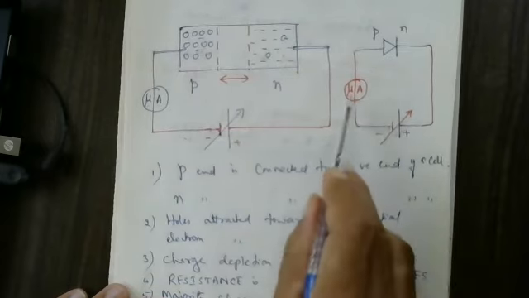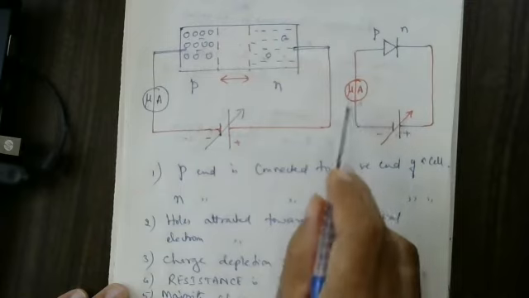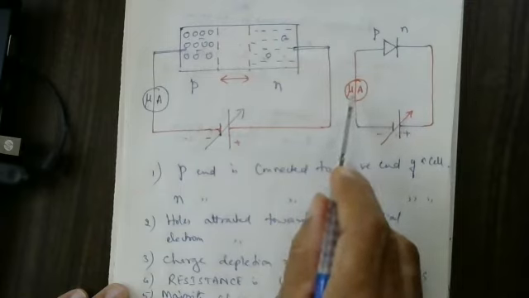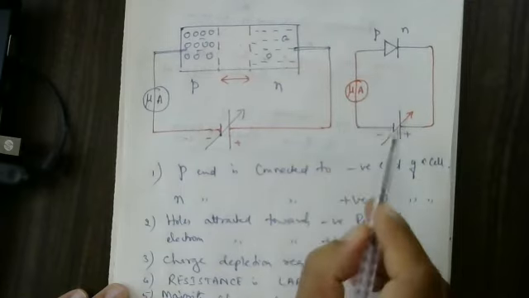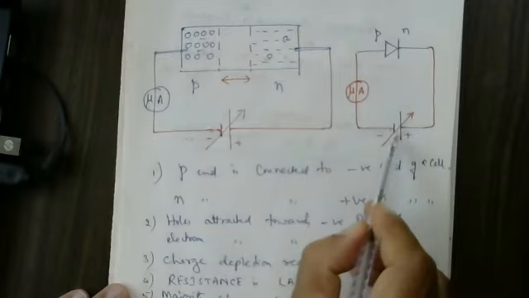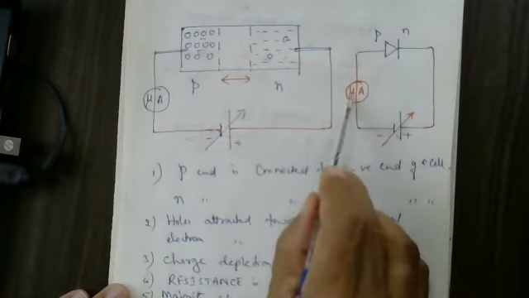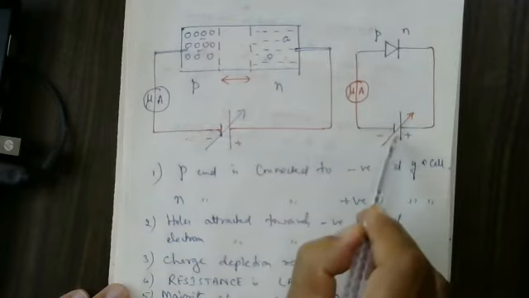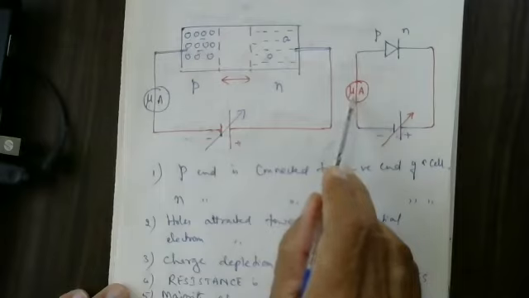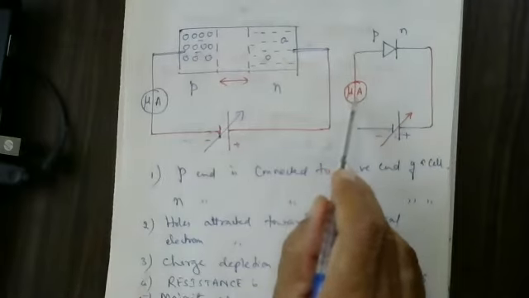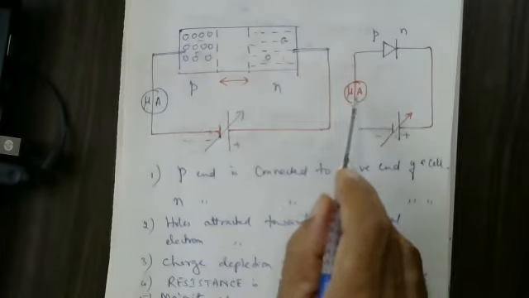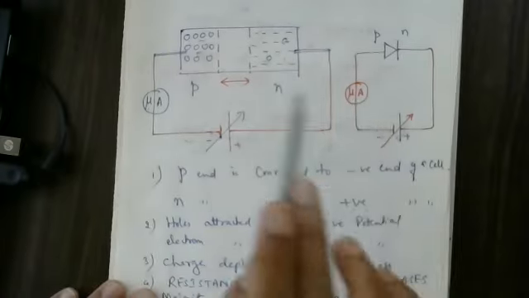At 0 volts, the current is 0. At 1 volt, the current is maybe 5 microamps, not milli, micro, 5 microamps. 2 volts, 5 microamps. 3, 5 microamps. 4 volts, 5 microamps. 5 volts, 5 microamps. 6 volts, 5 microamps. Maybe at 7 or 8 volts, the current suddenly increases to 100, 200 like that, in microamps, not milliamps. Even though it is 100 microamps, that is also a lesser quantity compared to the forward bias.